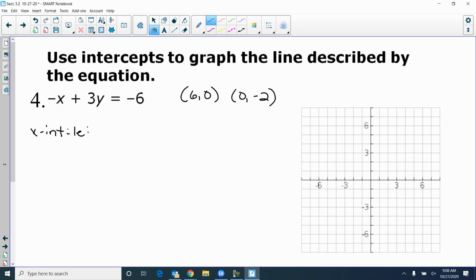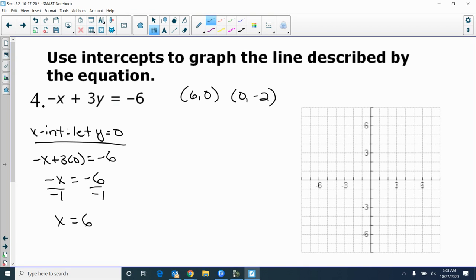So you let y equal 0. When you do that, you get -x plus 3 times 0 equals -6. Well, when we wipe that out, what's left? -x equals -6. You can't leave that. You've got to divide by -1. That's where we get the 6, which becomes 6, 0. So basically that's gone when you plug in y equals 0.